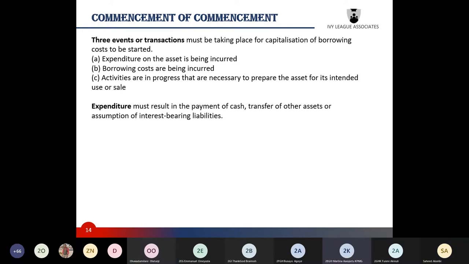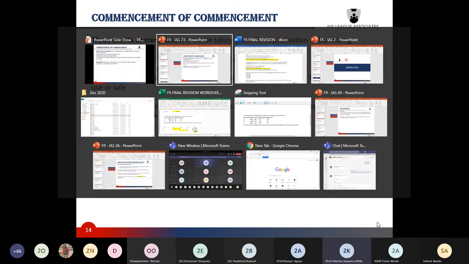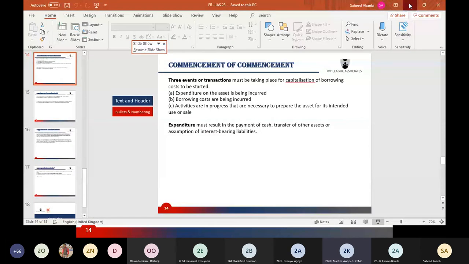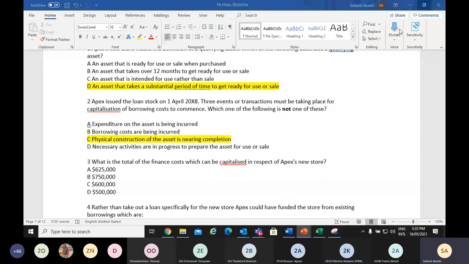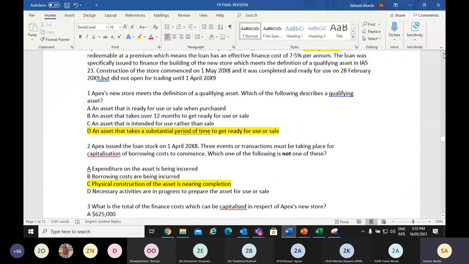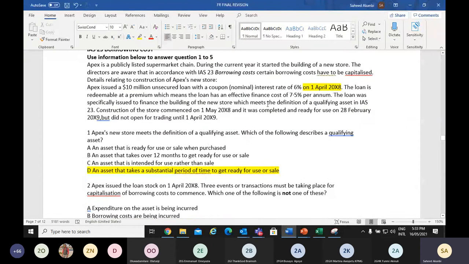Not really, sir. But I was taking it from the angle of expenditure on the asset being incurred, because nothing says on the 1st of April we have started any expenditure. But from the 1st of May, we are sure that expenditure is going on already. Physical construction and expenditure are not the same thing, though. Look at the question. I can incur an expenditure and yet there is no physical construction. They say the construction of the store commenced. If I want to construct a building, it's possible for me to have bought land, cement, blocks, granite, and yet I've not started construction. We need to be very careful. They said it here, construction.